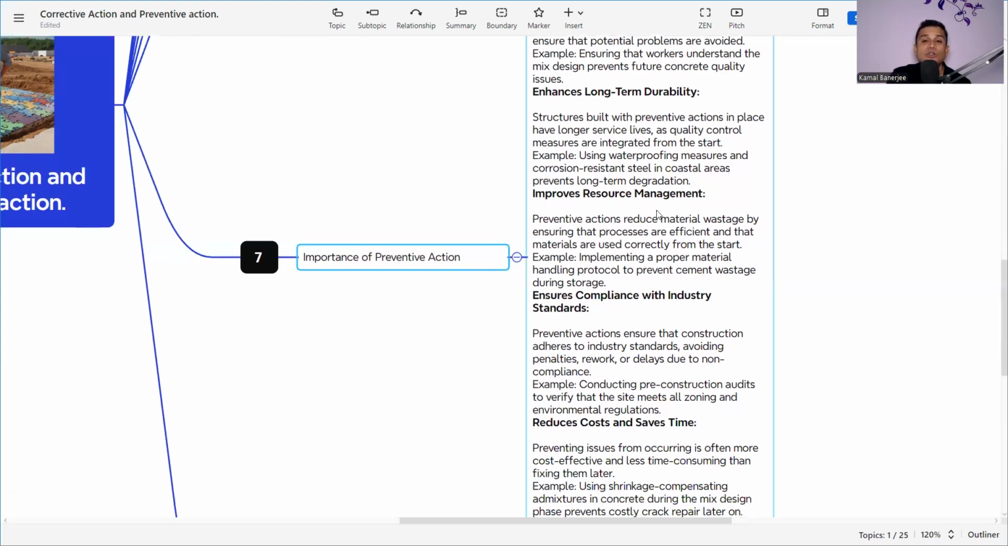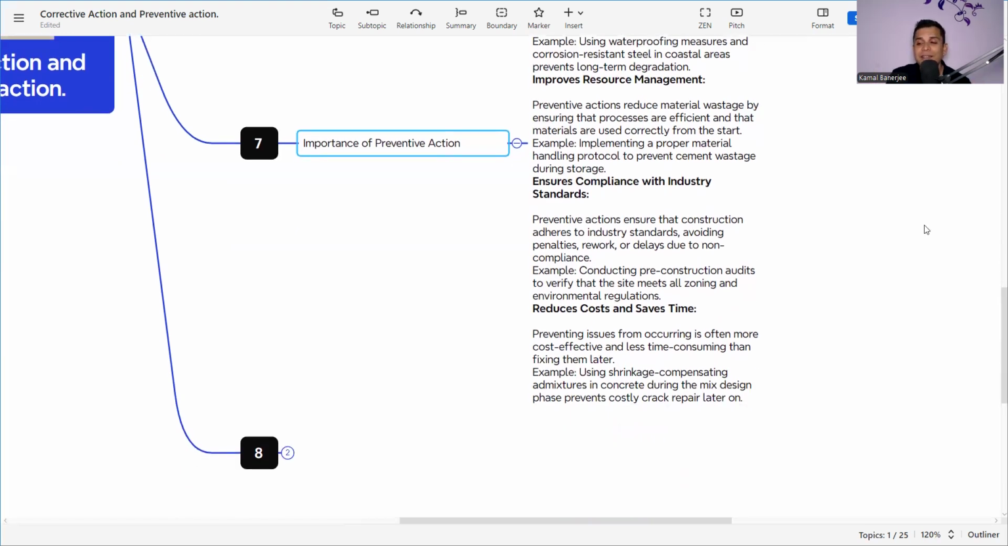So that will ensure the long-term durability. Then, improves resource management. This resource is very important in any project. Why? Because without the resources, maybe the manpower, the material, equipment, whatever. How we use the resources in a project decides the quality of the project. So preventive action is very important to resource management. Suppose we find out that this concrete pump is inadequate for the concrete, so we need to rectify this, or maybe we need to arrange another concrete pump to make the concrete so that there will be no defect. Then, ensuring compliance with industry standards, that is already discussed.